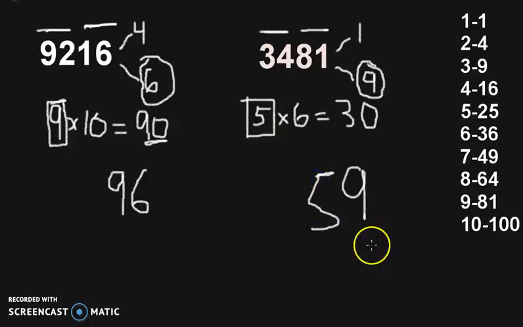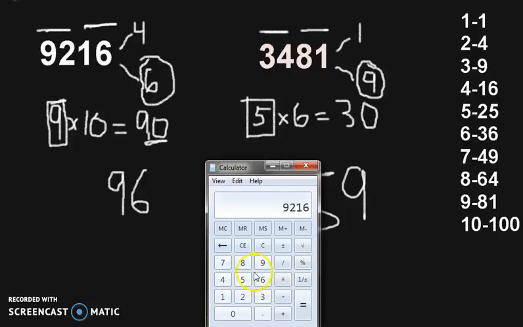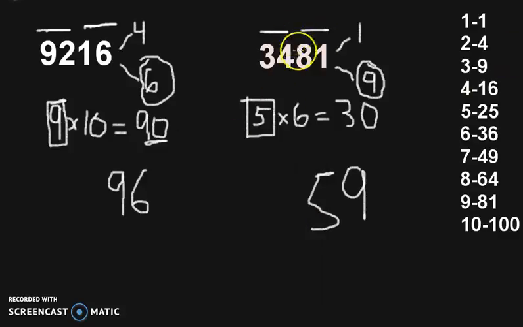So let's get a calculator and check if we are right. 59 times 59 is equivalent to 3,481, and that's exactly what we got right here. So these two are both correct answers.